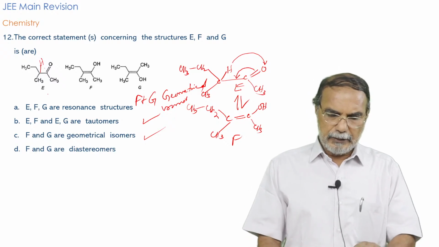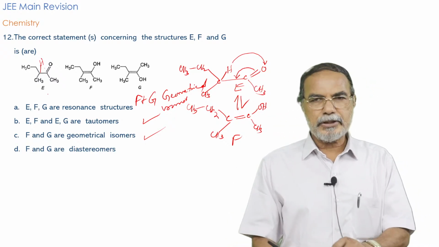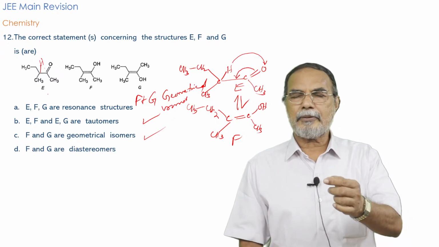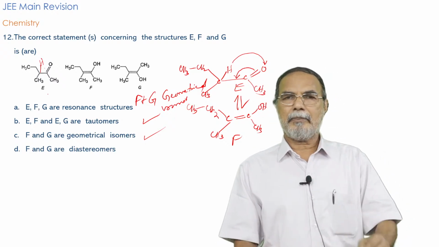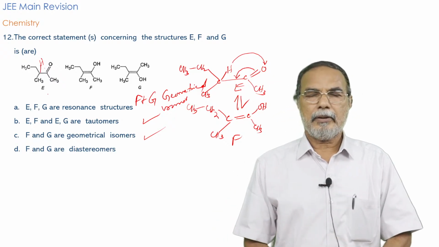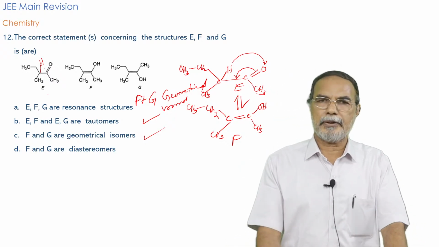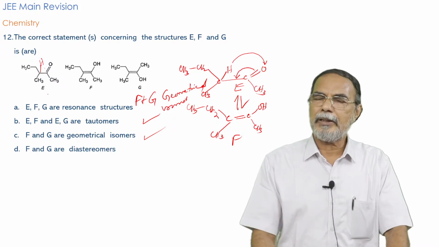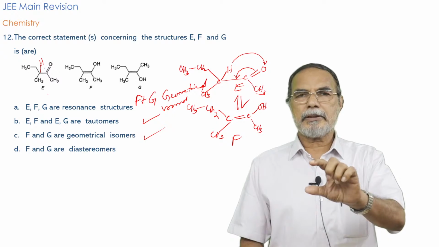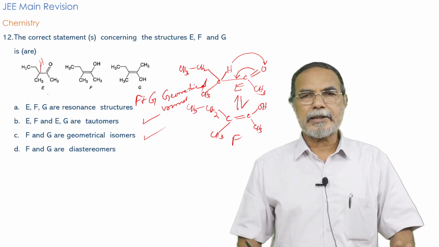And now is the last statement: F and G are diastereomers. So some students may have some confusion. Now what are diastereomers? What is the definition of diastereomers? Listen to me carefully. Diastereomers are stereoisomers which are not mirror images of each other. That's a definition.